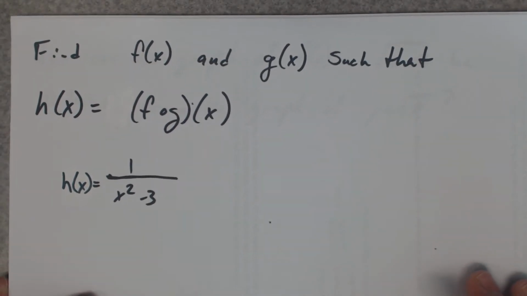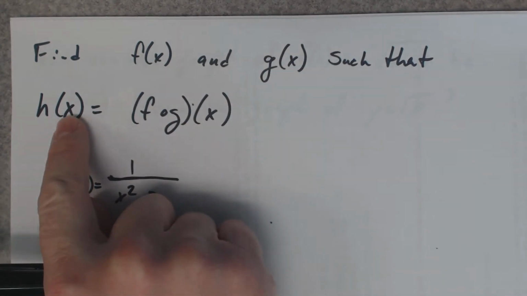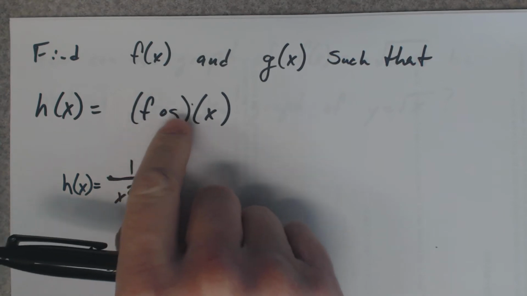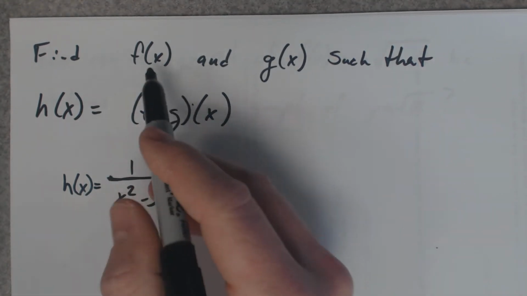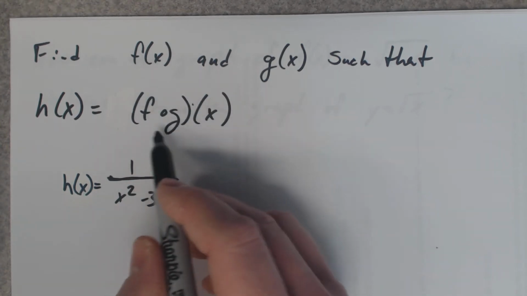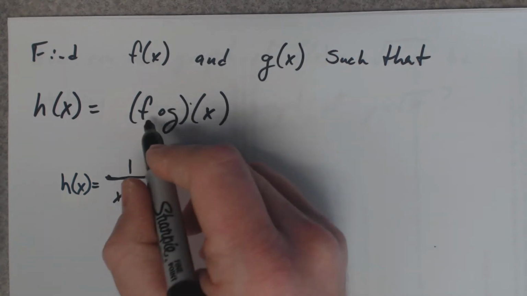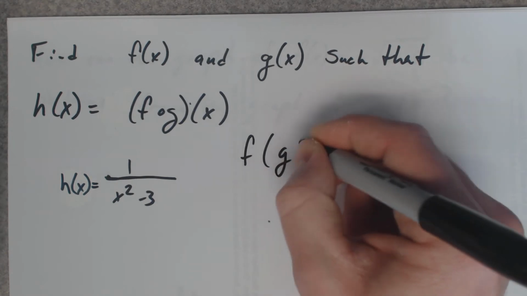Every now and then you're given a question where it says find f and g such that h is the composite of f and g, f composed of g of x. And they give you function h. So what would f and g be whenever you did this composite function like we did just a second ago to get this? That's kind of the idea here. What would f and g have to be to get this? And it's f composed of g of x.